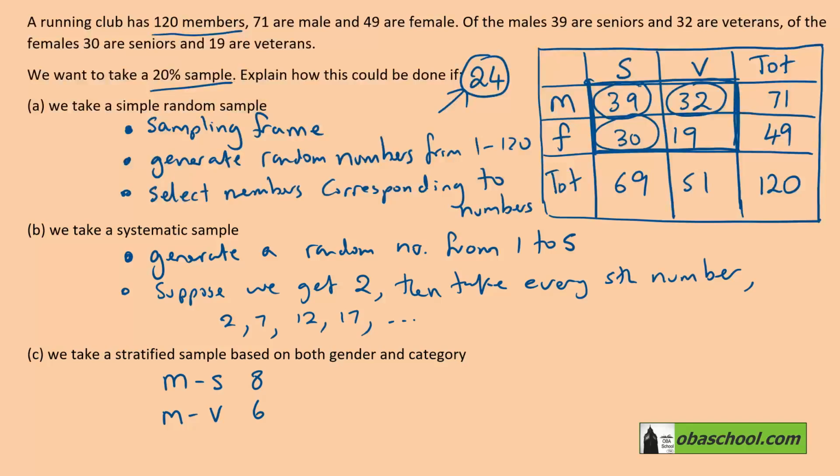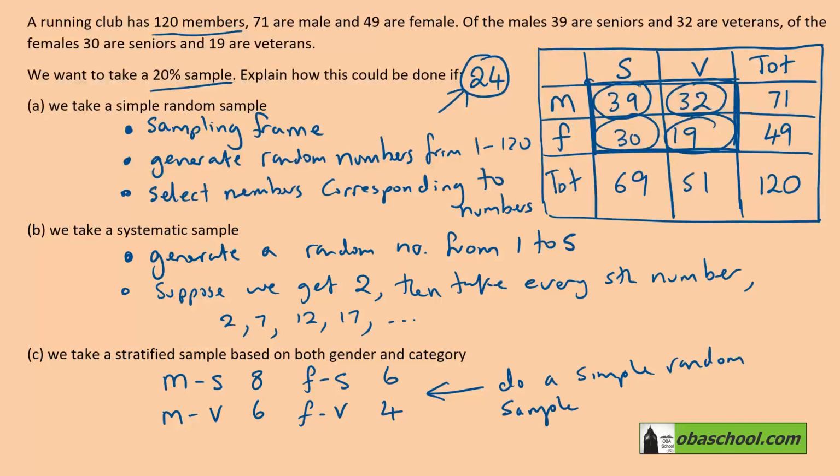For the female senior, we would want 6. And then 10% would be about 2, so 20% would be about 4. And so for female veteran, we want 4. And then just do a simple random sample. Or perhaps you could do a systematic sample, but usually we take a simple random sample from each group.